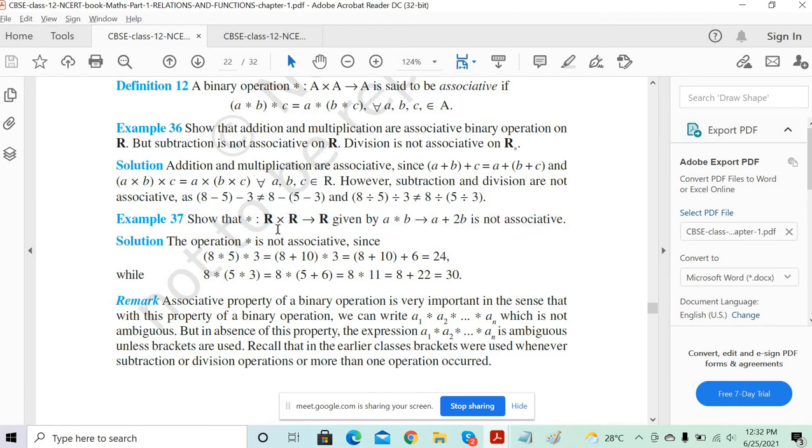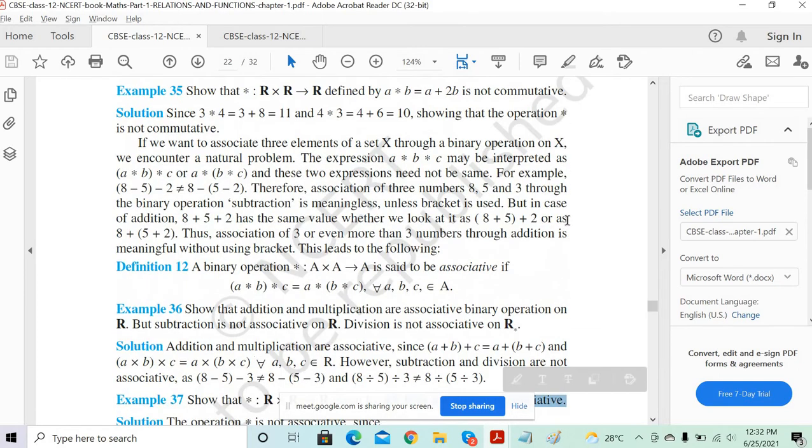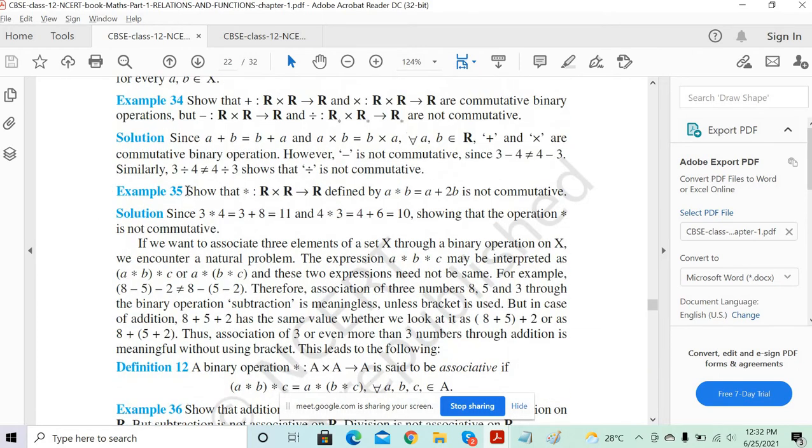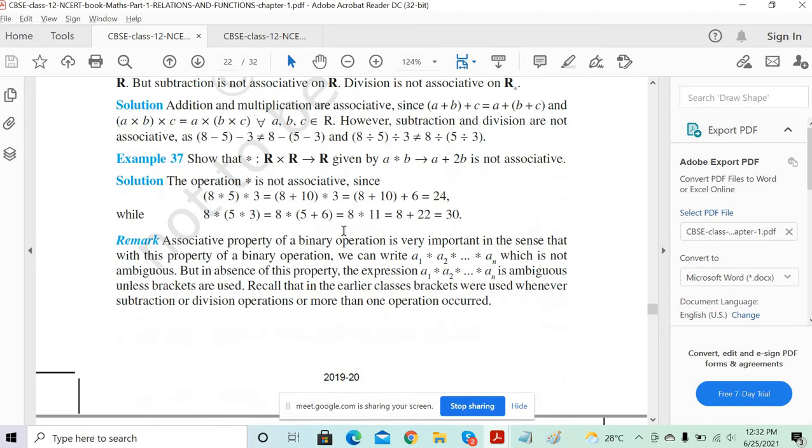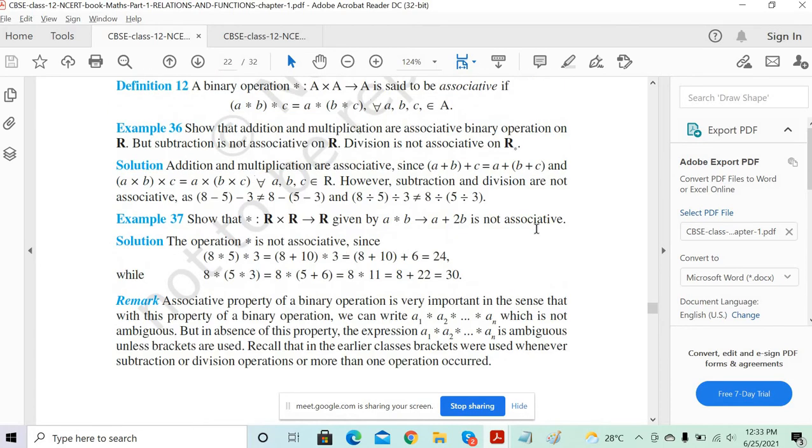Show that R cross R, a star b equals a plus 2b, is not associative. This is what we are doing, right? It was not commutative, but it's commutative here. Now it's not associative. Same thing, it is not associative. Correct. So we need to do this. The question is why it is coming as such.